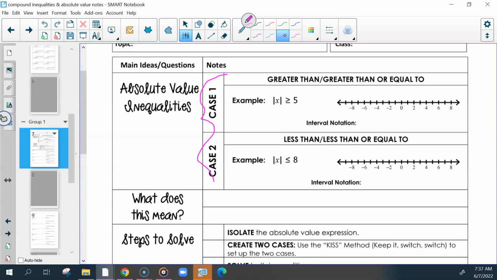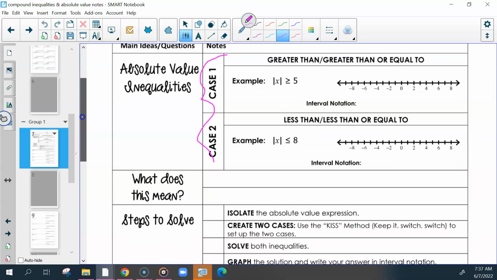So for this, everything we're about to do is going to be similar to what we did for compound inequalities. So that won't be that new. But if we have something like the absolute value of x greater than or equal to 5, we have to do kind of what we did for the equations, have a positive and negative version of this.